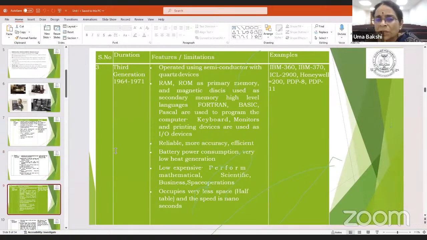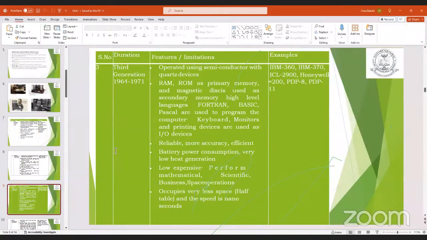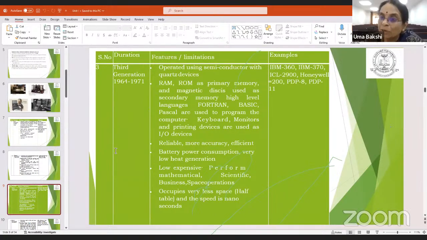Then third generation computers operated using semiconductors. RAM and ROM came in the third generation. RAM means what? Does anyone know what RAM is? Random access memory. It's a memory, whatever latest access is there, that is the memory it is storing. So whenever you are purchasing a computer, you need to ask what the RAM is, what the ROM is, and all. So these are the things that were there in the third generation computer.